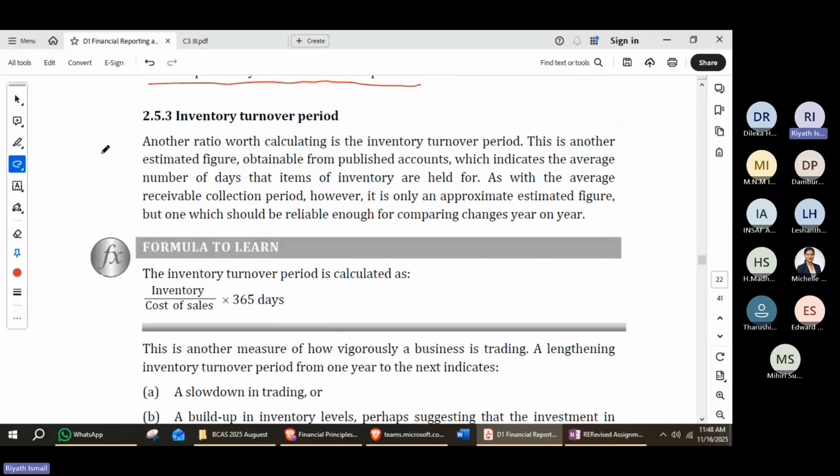Now the second part, inventory turnover period. Another ratio worth calculating is the inventory turnover period: how long we keep the inventory in our warehouse or showroom. This is another estimated figure obtainable from published accounts, which indicates the average number of days that an item of inventory is held for, how many days the inventory stays in our warehouse. As with the average receivable collection period we did earlier, it is only an approximate estimate, but one reliable enough for comparing changes over the years.